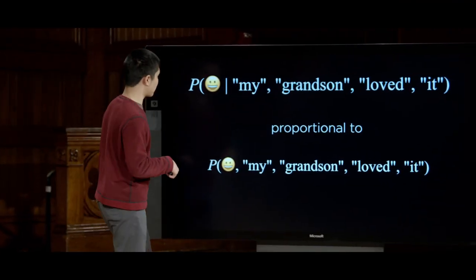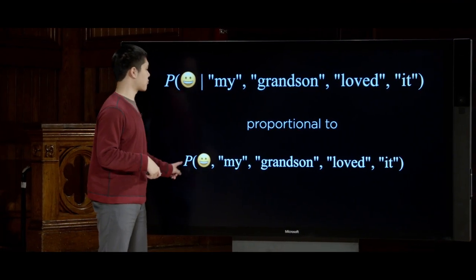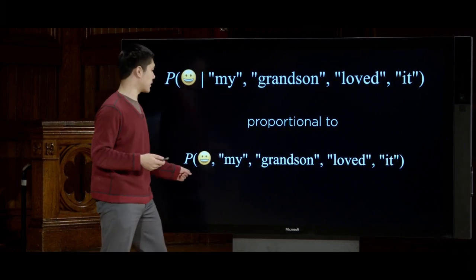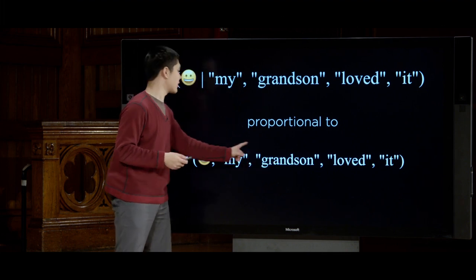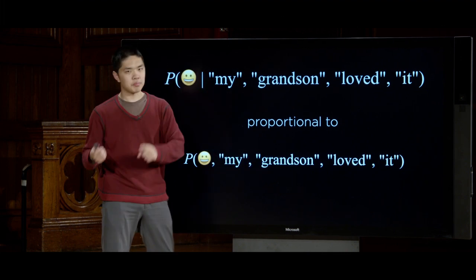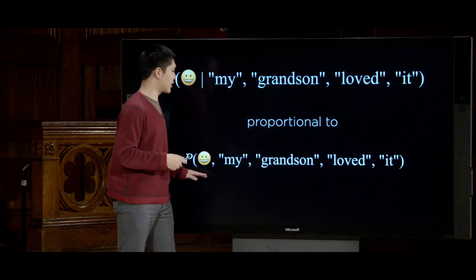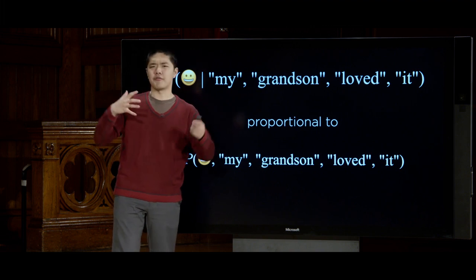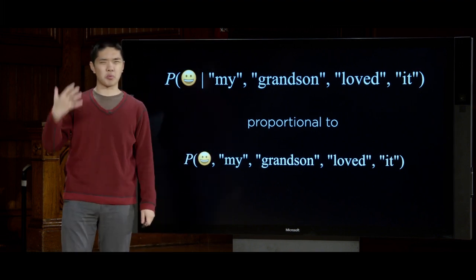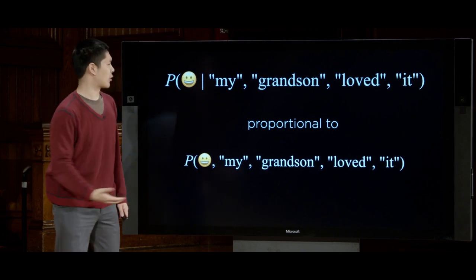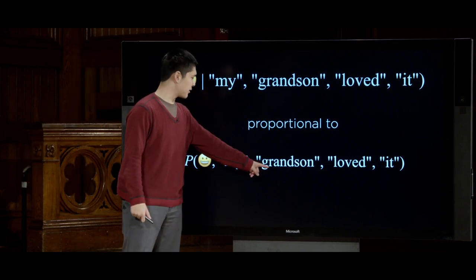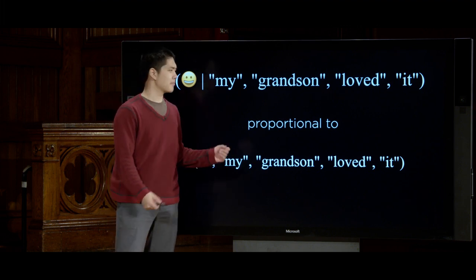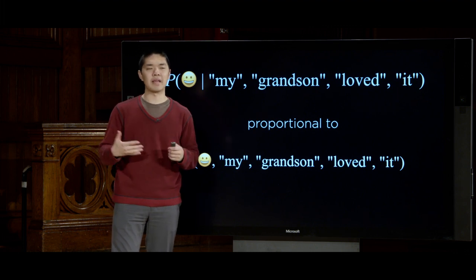I could say, let's multiply the probability of positive by the probability of the word my showing up in the message given that it's positive, multiplied by the probability of grandson showing up in the message given that the word my is in there and that it's positive, multiplied by the probability of loved given these 3 things, multiplied by the probability of it given these 4 things. And that's going to end up being a fairly complex calculation to make, one that we probably aren't going to have a good way of knowing the answer to. Like, what is the probability that grandson is in the message given that it is positive and the word my is in the message? That's not something we're really going to have a readily easy answer to.